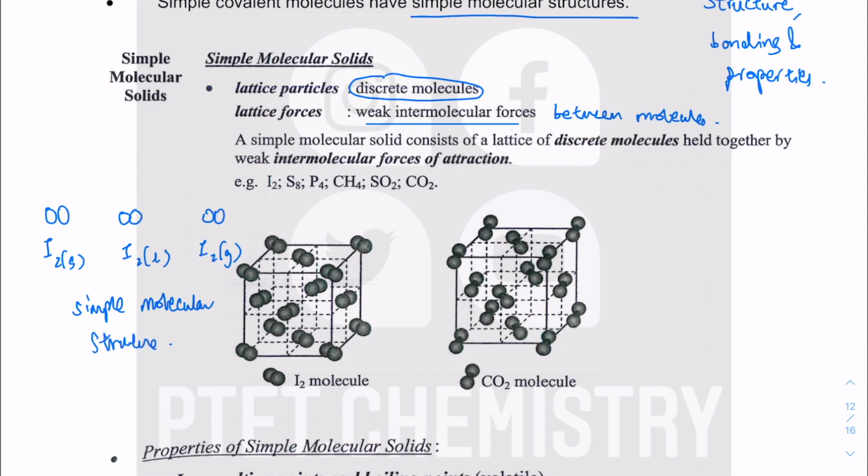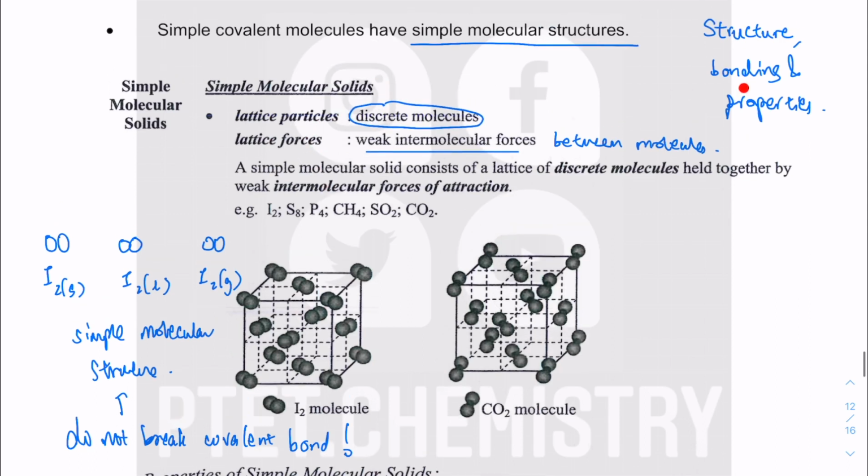When you change the state from solid to liquid to gas, you do not break covalent bonds. A lot of students will be confused because they think simple covalent molecules have covalent bonding. Yes, that's correct, there is a covalent bond between the atoms. But because they have a simple molecular structure, all you're doing when you go from solid to liquid, which is melting, liquid to gas, which is boiling, or solid to gas, which is sublimation, is just breaking the weak intermolecular forces between the discrete molecules.